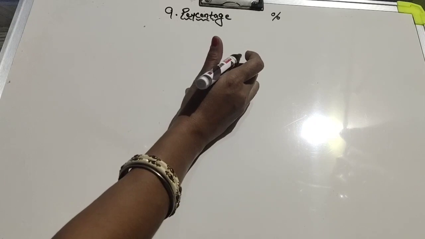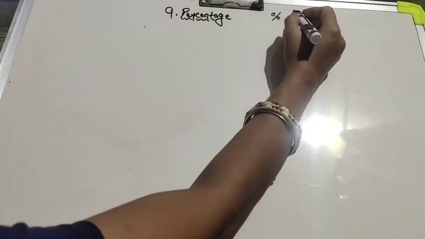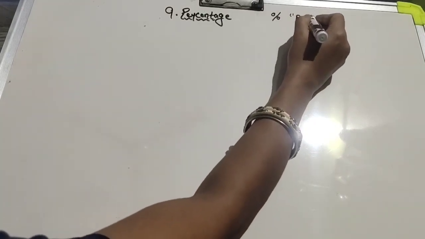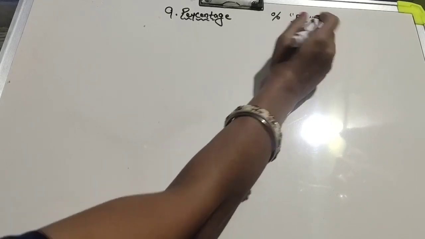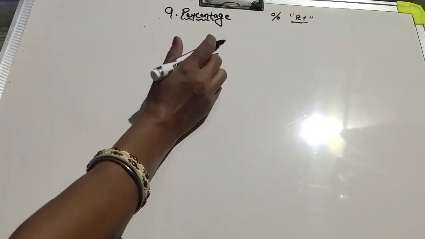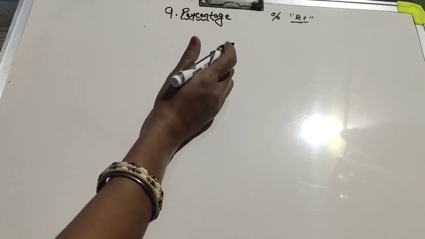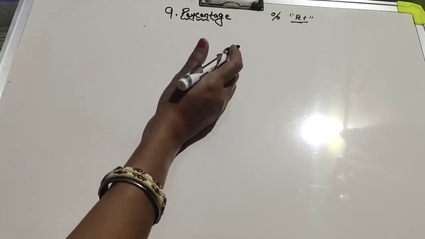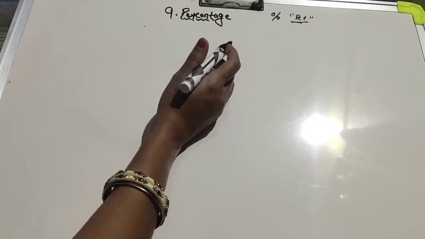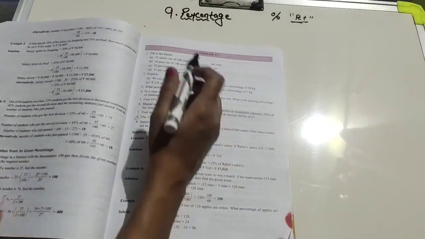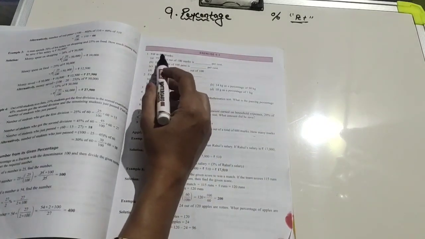Percent is denoted by the symbol. This is the symbol of percentage. We write percentage in the short form PCT. Sometimes we write only PC. So three things are very important in the percentage. First of all, the percentage sign, which I already gave. Second, PCT, and the third one is PC only.